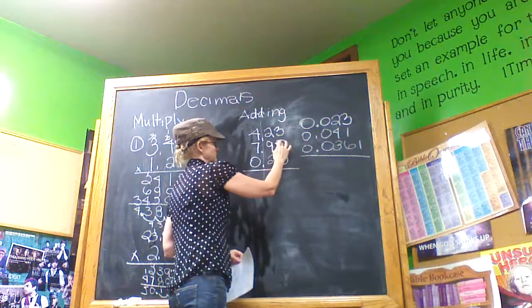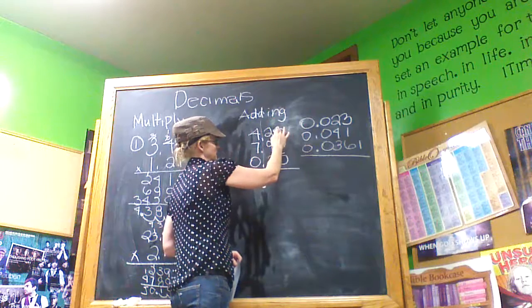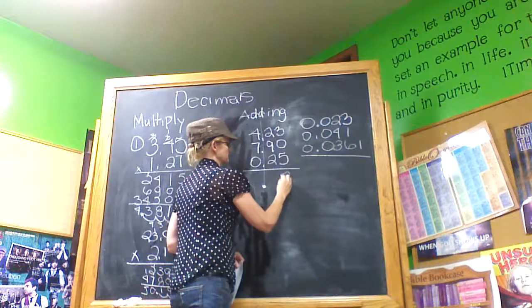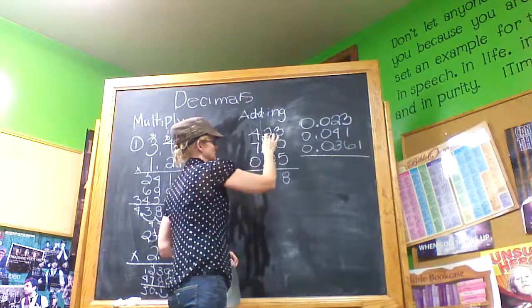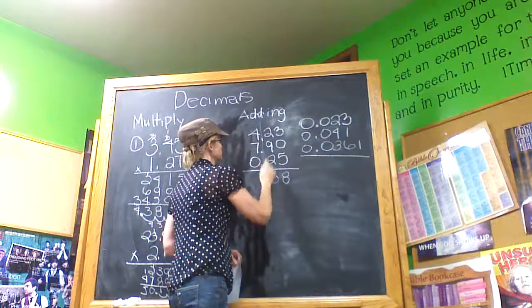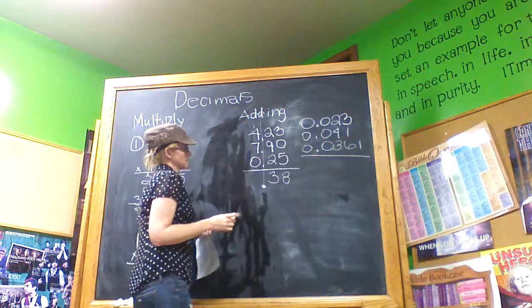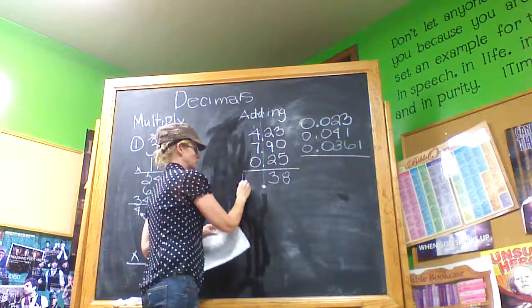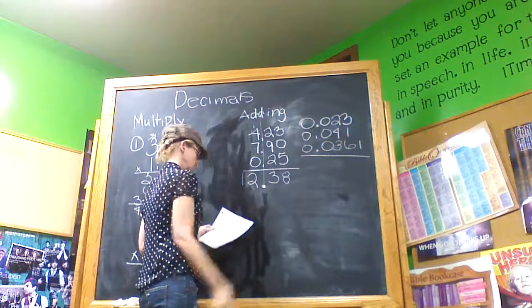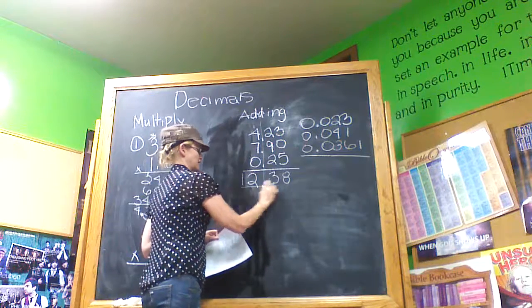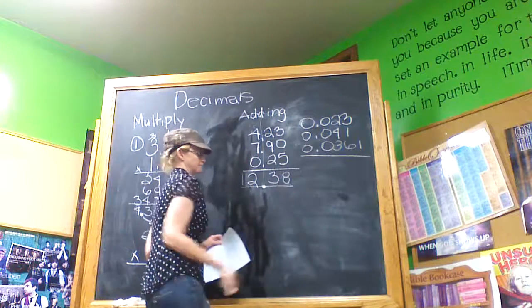So 5 plus 0 is 5, plus 3 is 8, 2 plus 9 is 11, 12, 13. Carry that 1. 7 plus 4 is 11, plus 1 is 12. So the answer just stays like that, 12.38.